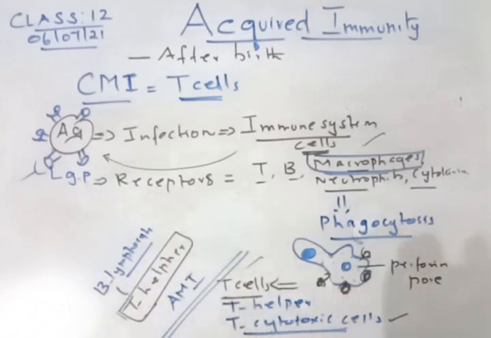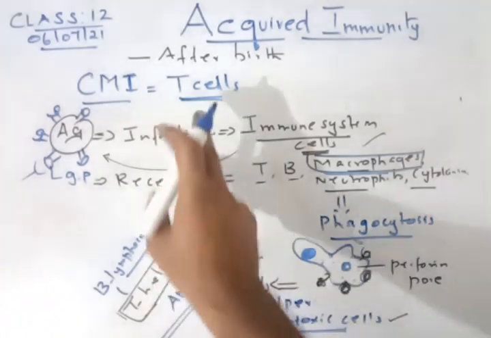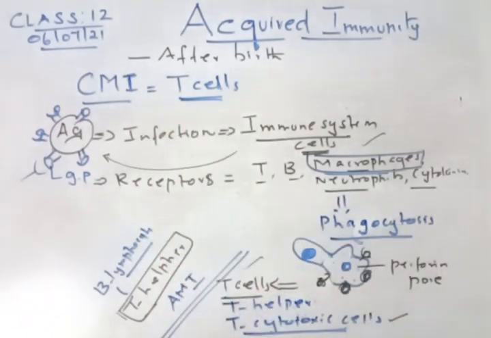What are the 5 types? Neutrophil, eosinophil, basophil, lymphocyte and monocyte. Lymphocytes are of 2 types, B cells and T cells. T cells we studied. Now what about B cells?